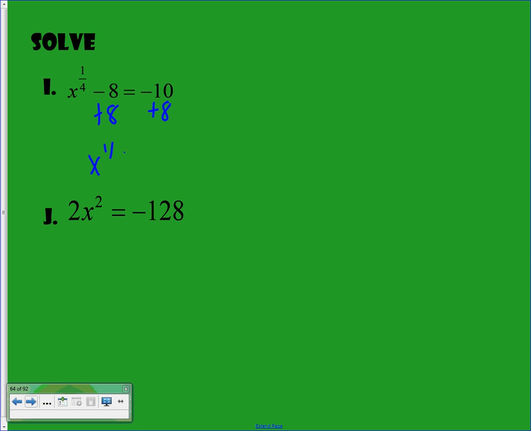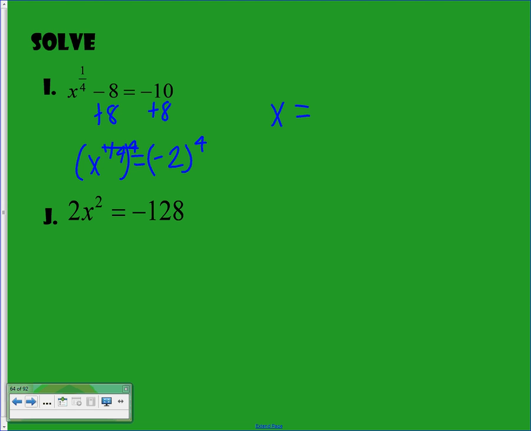So I'll have x to the 1/4 equals a -2. Again, this is maybe an idea where we're going to want to raise each side to the reciprocal. So we're going to raise each side to the 4th power. So the 1/4 and the 4th cancel. So I'm going to get x to equal.